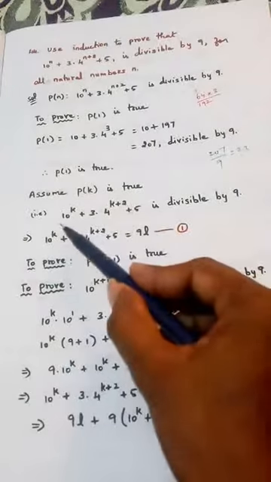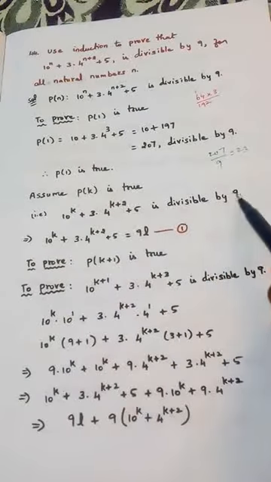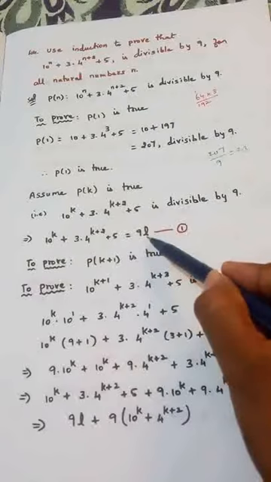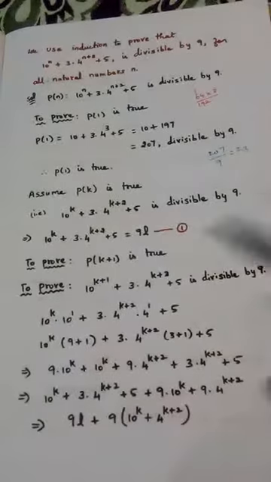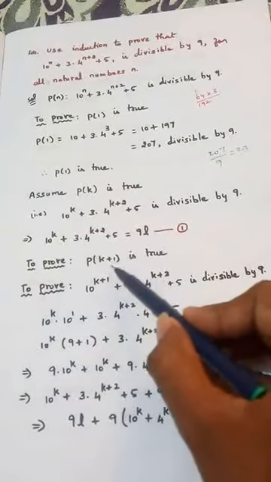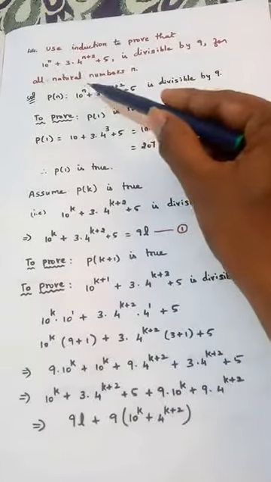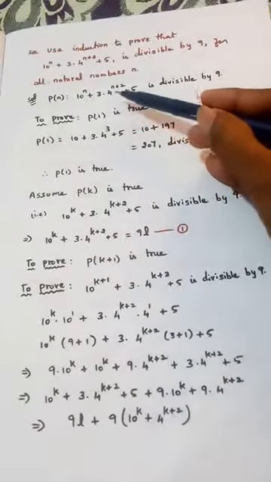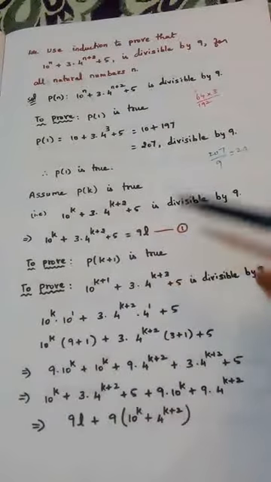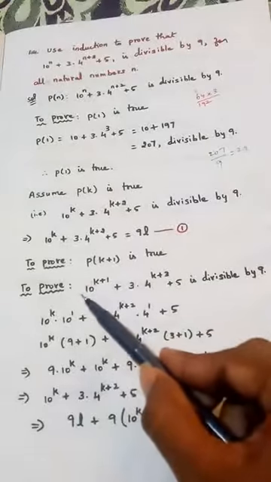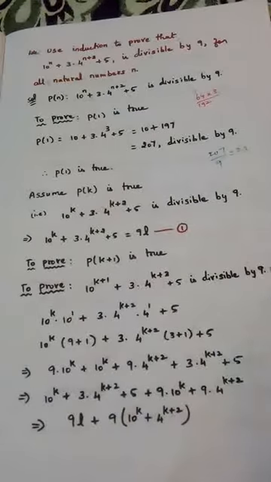So how to write that? This entire term can be considered as 9 into some number. Since it is divisible by 9, we can write this as 9l. You can even write 9k, 9r, 9s, your wish. Some multiple of 9. What is to prove? P of k plus 1 is true. P of k plus 1 means, in the statement, replace n by k plus 1: 10 power k plus 1 plus 3 into 4 power k plus 1 plus 2, that is k plus 3, and then plus 5. We have to prove that this is divisible by 9.